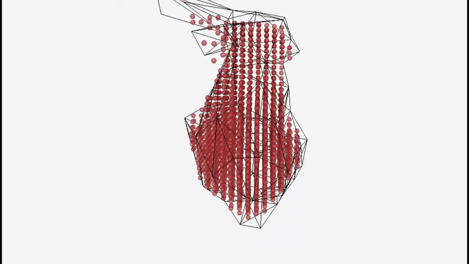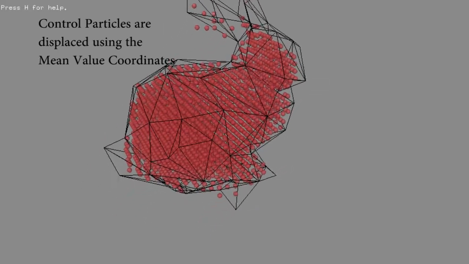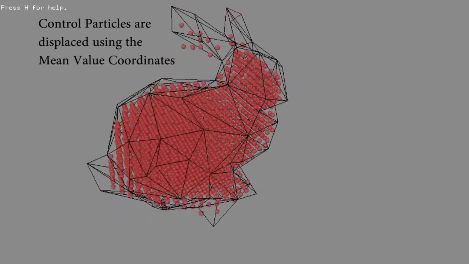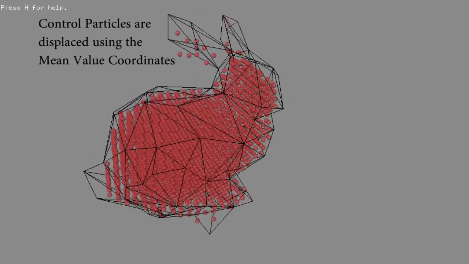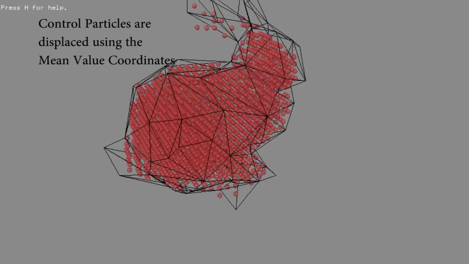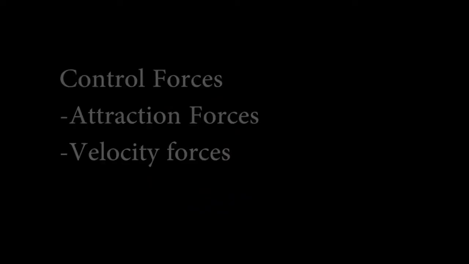In this algorithm, every vertex of the mesh contributes a particular weight to the position of the control particle. These weights are calculated for the first frame and then used to find the new positions of the control particles. The red particles represent the control particles. We can see that they indeed follow the animation sequence.